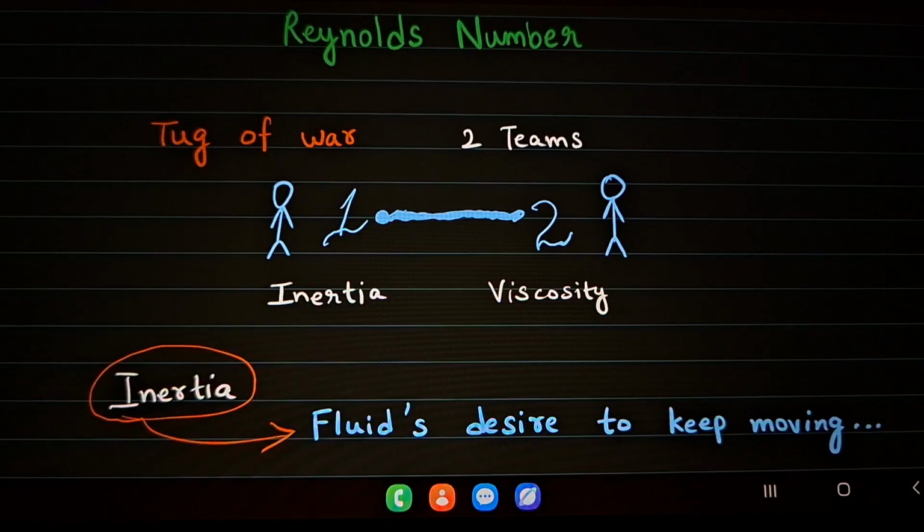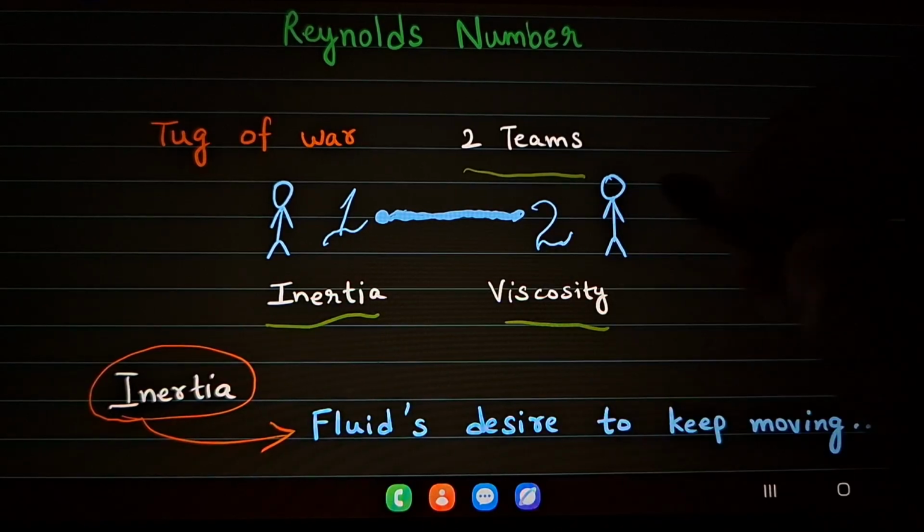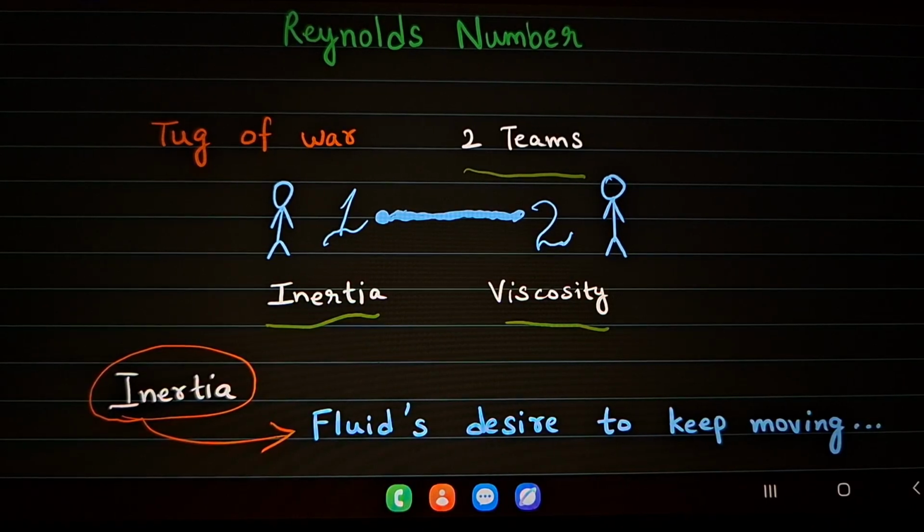Let me explain Reynolds number. Imagine two teams playing tug of war, inertia versus viscosity. Let's understand each team separately.